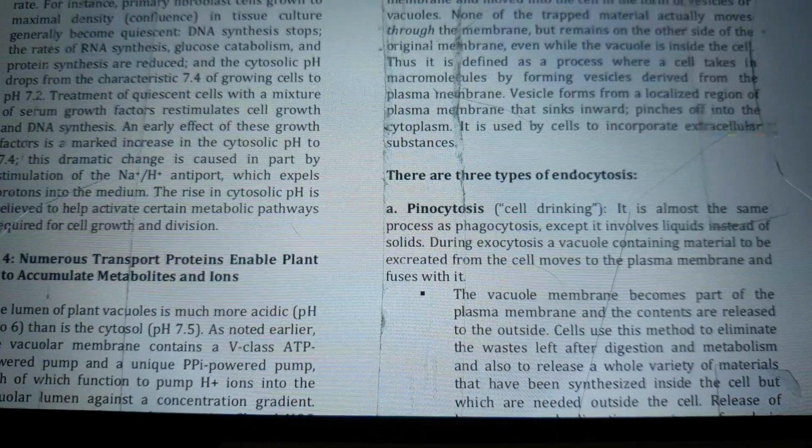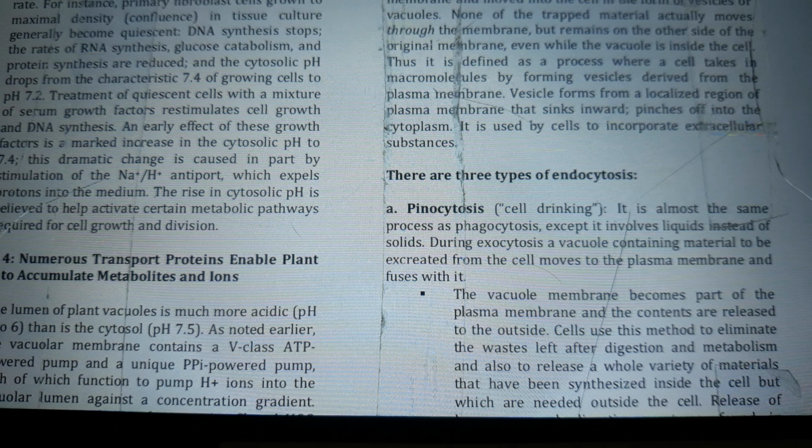Small changes in the cytosolic pH may have profound effects on the overall cellular metabolic rate. For instance, primary fibroblast cells grown to maximum density, confluence, in tissue culture generally become quiescent: DNA synthesis stops, the rates of glucose catabolism and protein synthesis are reduced, and the cytosolic pH drops from the characteristic 7.4 of growing cells to pH 7.2. Treatment of quiescent cells with a mixture of serum growth factors re-stimulates cell growth and DNA synthesis.